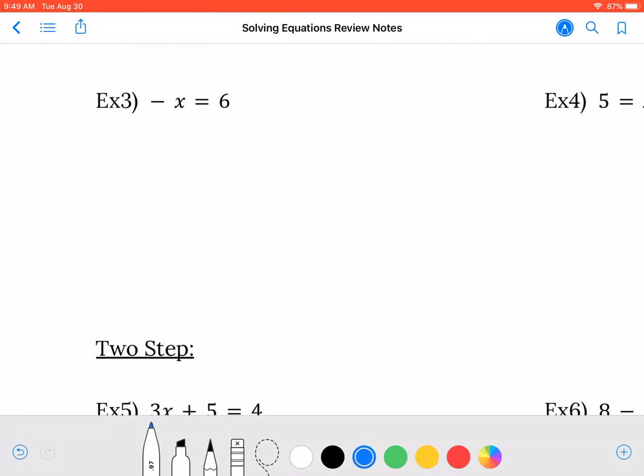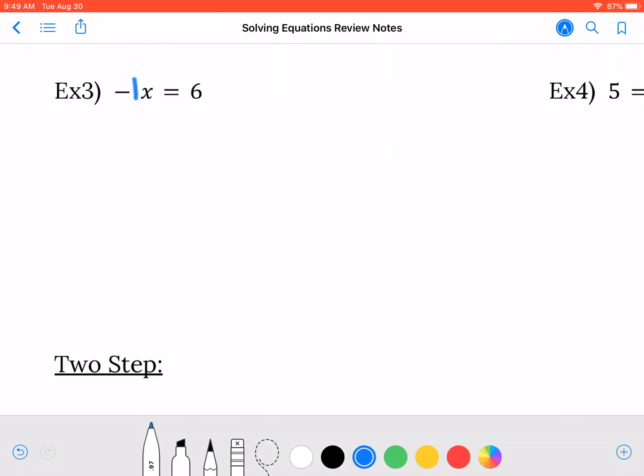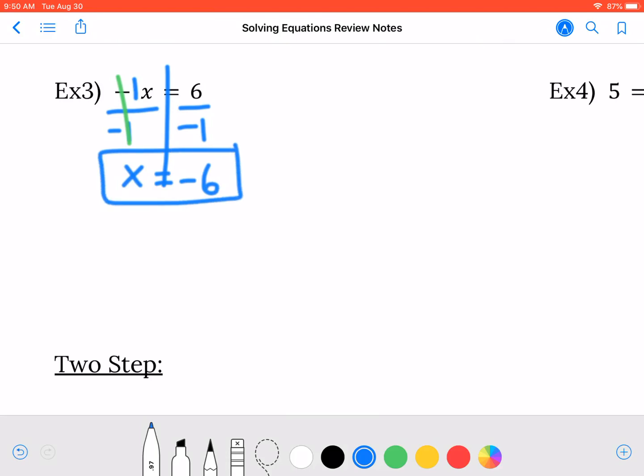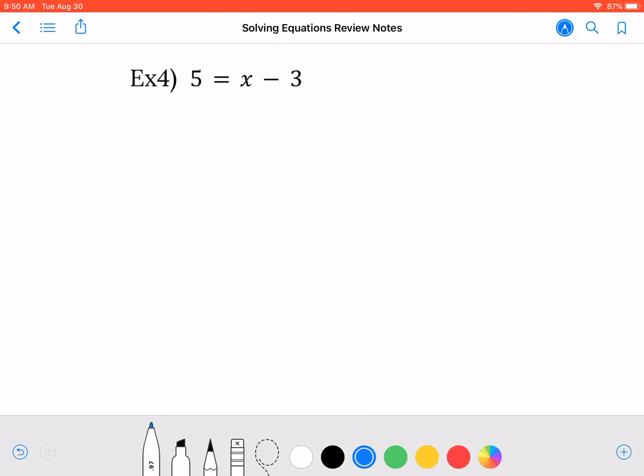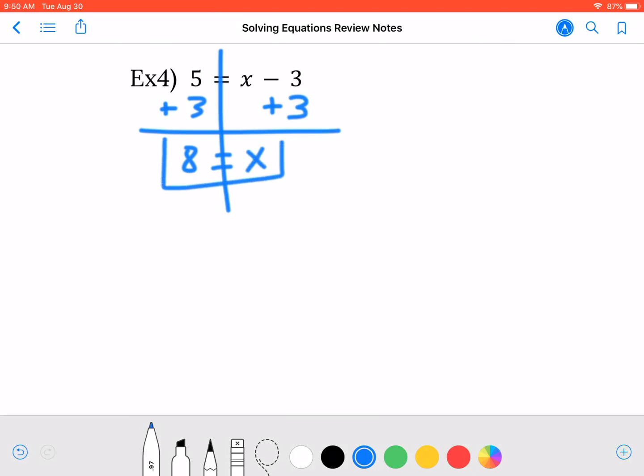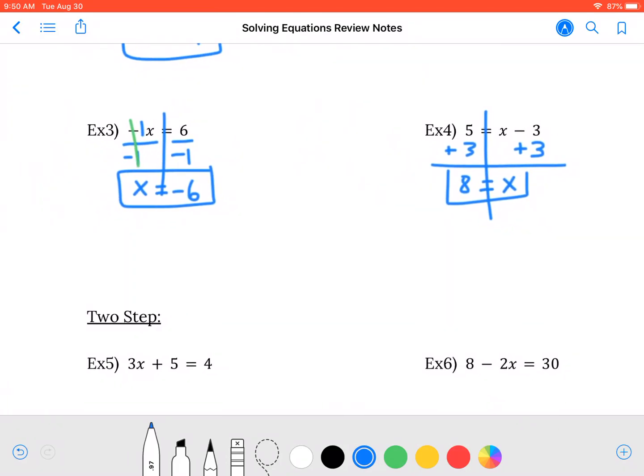Okay, number 3. We have this is almost like a negative 1 in front of the x there being multiplied on. So to undo that, I'm going to divide both sides by negative 1, which means x is going to be negative 6. Okay, example 4, we're going to add 3 to both sides. And there you have it. So those are our one-steppers. Those are the quick ones.